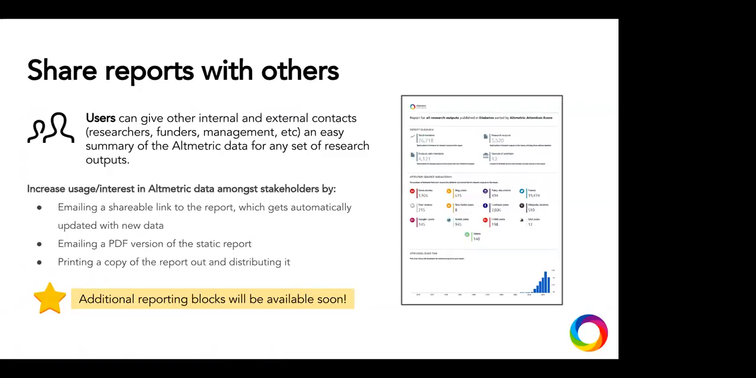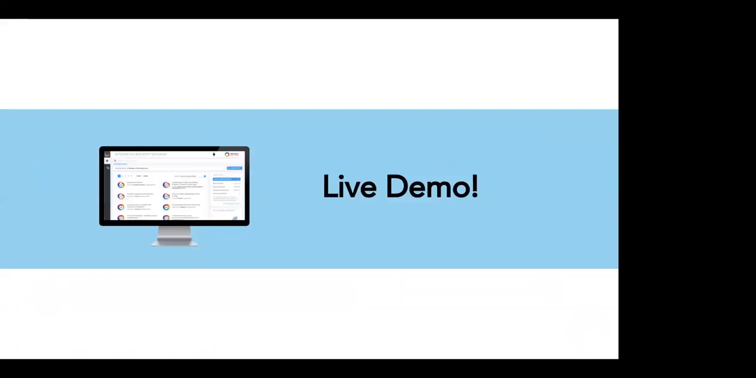So as I mentioned, you can email a shareable link. You can, of course, download a PDF and email that, or you can print a copy and hand it over to someone. And although at the moment, as I mentioned, this gives a fairly high-level view, we are looking to add additional reporting blocks really soon and hope to make it really interactive so that you can really get some interesting insights into those reports. So now I'm going to pause the presentation and give you a live demo of some of this latest functionality.